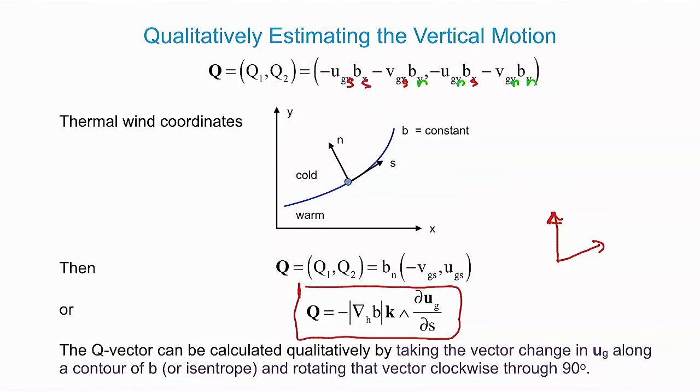So here's an isentrope. It's a B equals constant. I walk along it. I measure the vector UG here. I walk a bit further. And I measure UG. And I take that minus that, divide by the distance I've just walked. That's it. That's what that derivative means. So this is dUG/ds. And this is K. Vector K cross, right-hand rule, something in that direction.